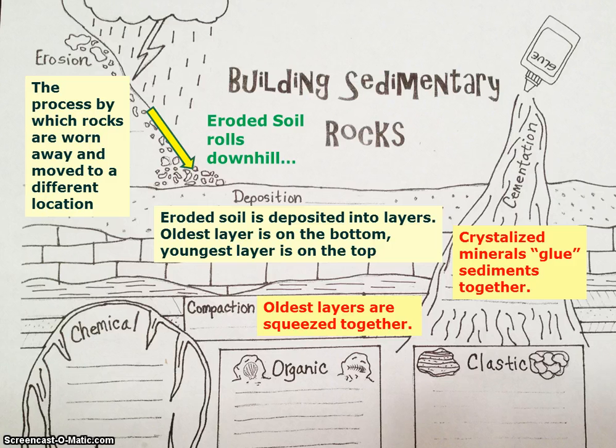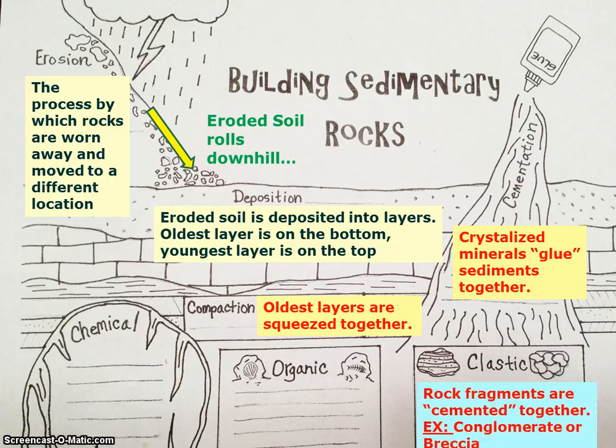So let's review the three different types of sedimentary rocks. First, we're going to talk about clastic. Clastic, the word clastic means pieces. So a clastic sedimentary rock is when rock fragments are cemented together. So sometimes you can see those rock fragments will be coarse grained, other times they'll be medium, like sandstone, and other times they'll be very small, like the shale we looked at in class today.